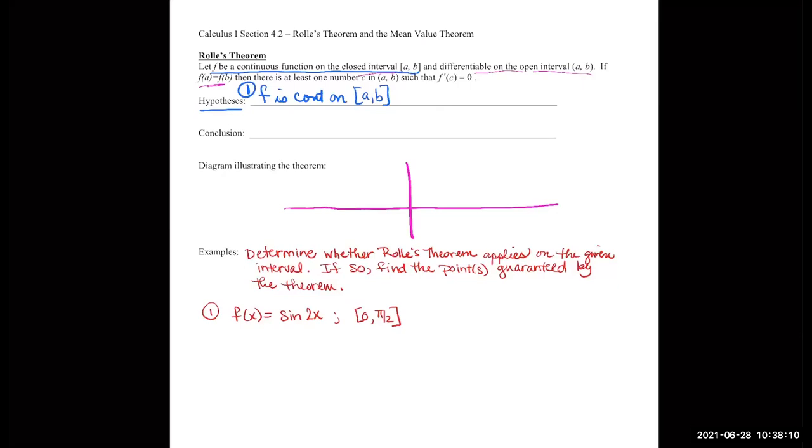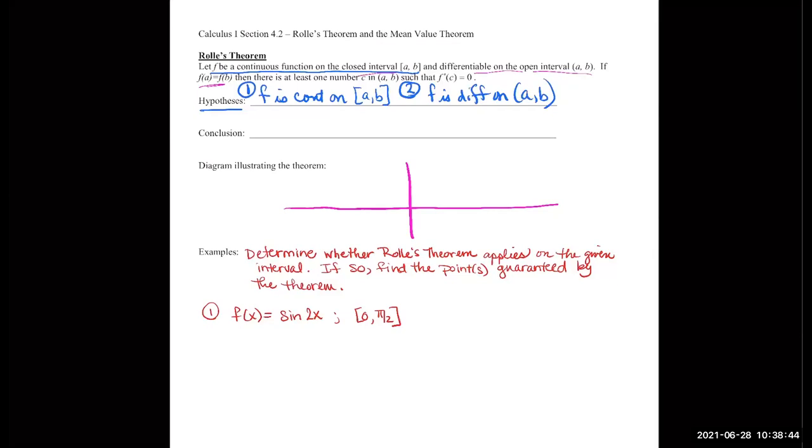Okay, now I want you to help me out because I see another one there. What else has to be true before we can use the theorem? What's a second hypothesis of Rolle's theorem? It has to be differentiable. So f has to be differentiable on, notice, the open interval from a to b. So do you notice that? It has to be continuous at the endpoint, but it does not necessarily have to be differentiable at the endpoint.